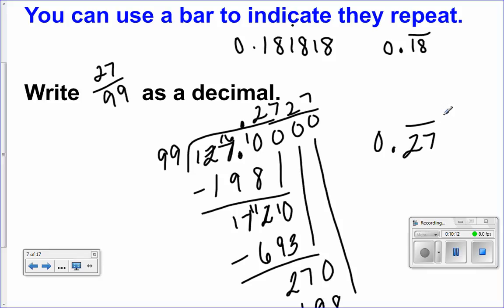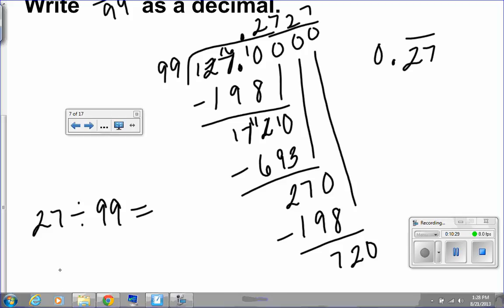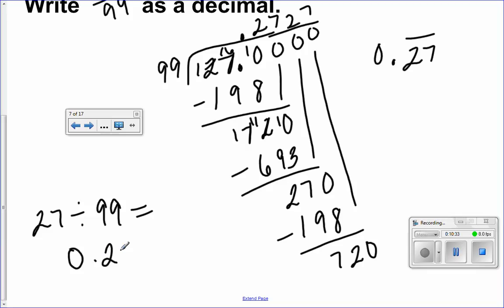If I use my calculator for this, which I want you to do, you're going to take 27 divided by 99. Everyone plug that in right now on your calculator. On your calculator, you're going to see 0.272727. So you can see that the 27 is what keeps repeating.